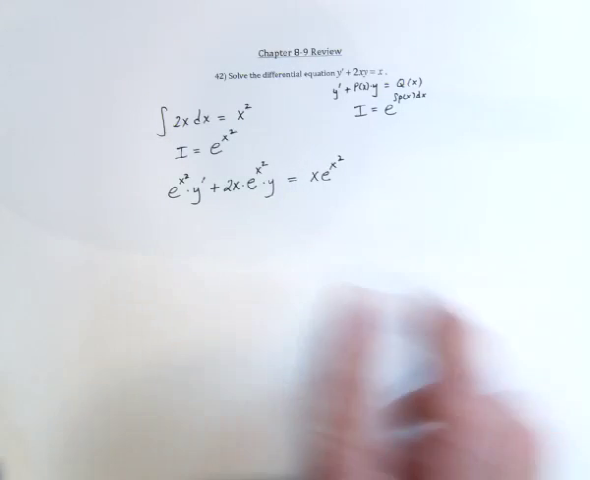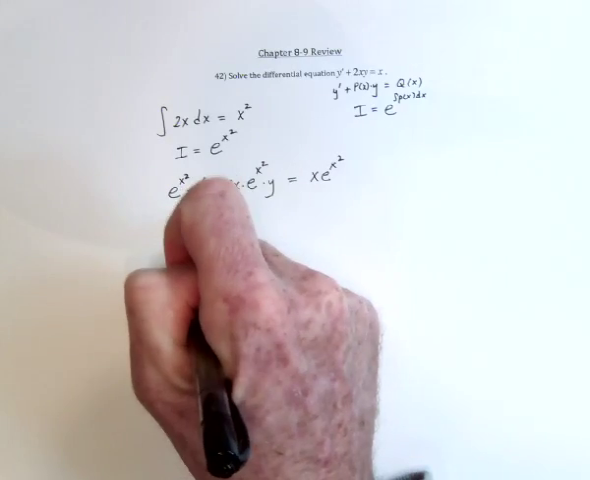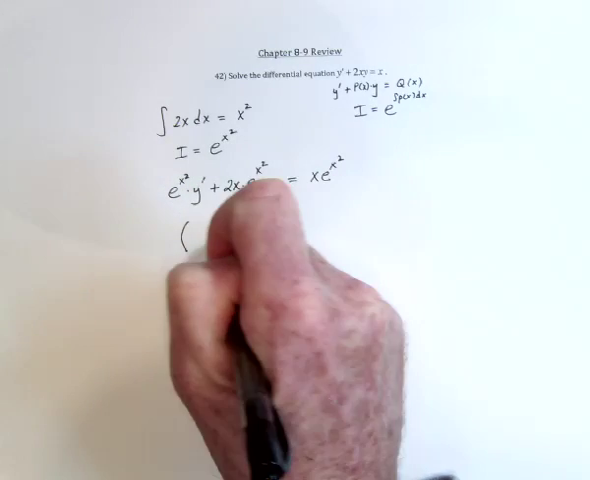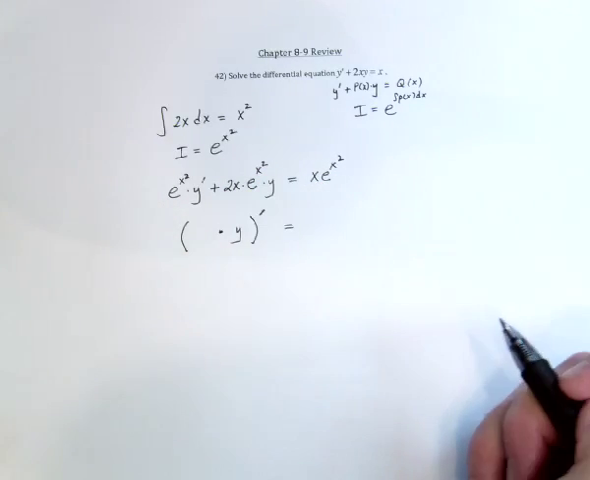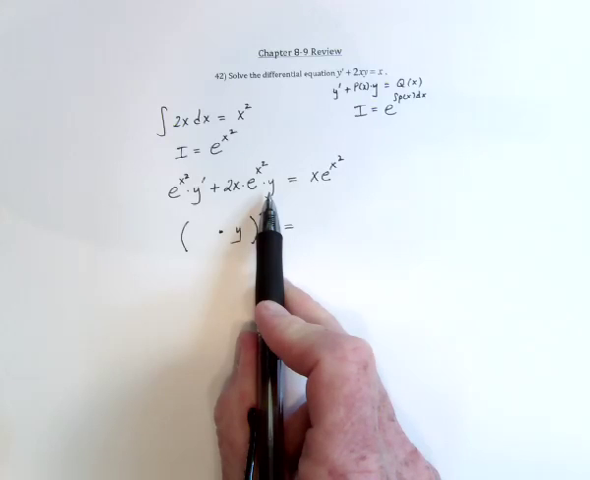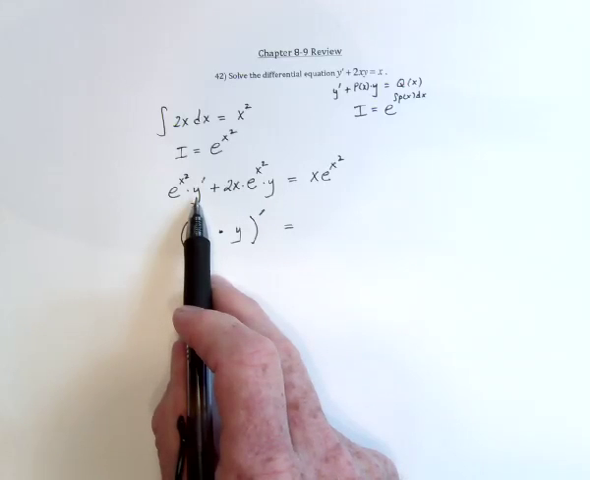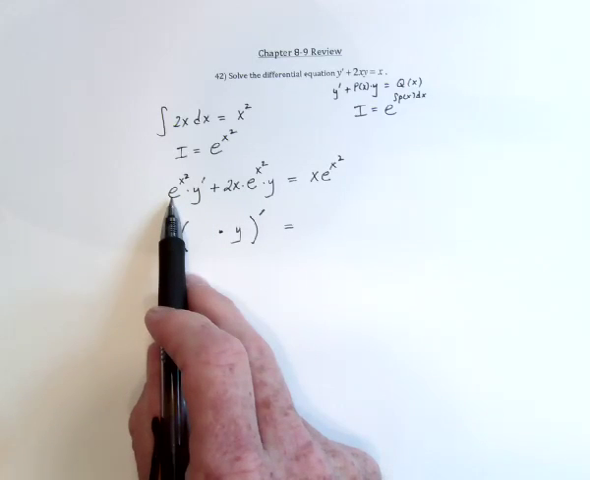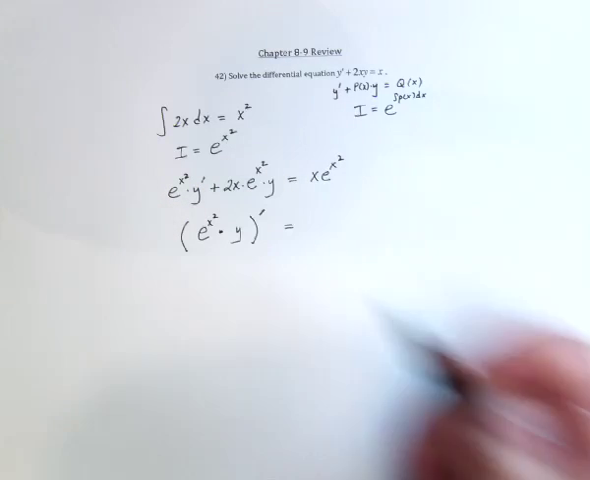So this came from the product rule. Somebody had a product of two things and took the derivative. One of those things has to be y. Here they left the y alone and they took the derivative of the other function to get this. Here they took the derivative of the y and they left the function alone. That means that what goes in here is the e to the x squared.